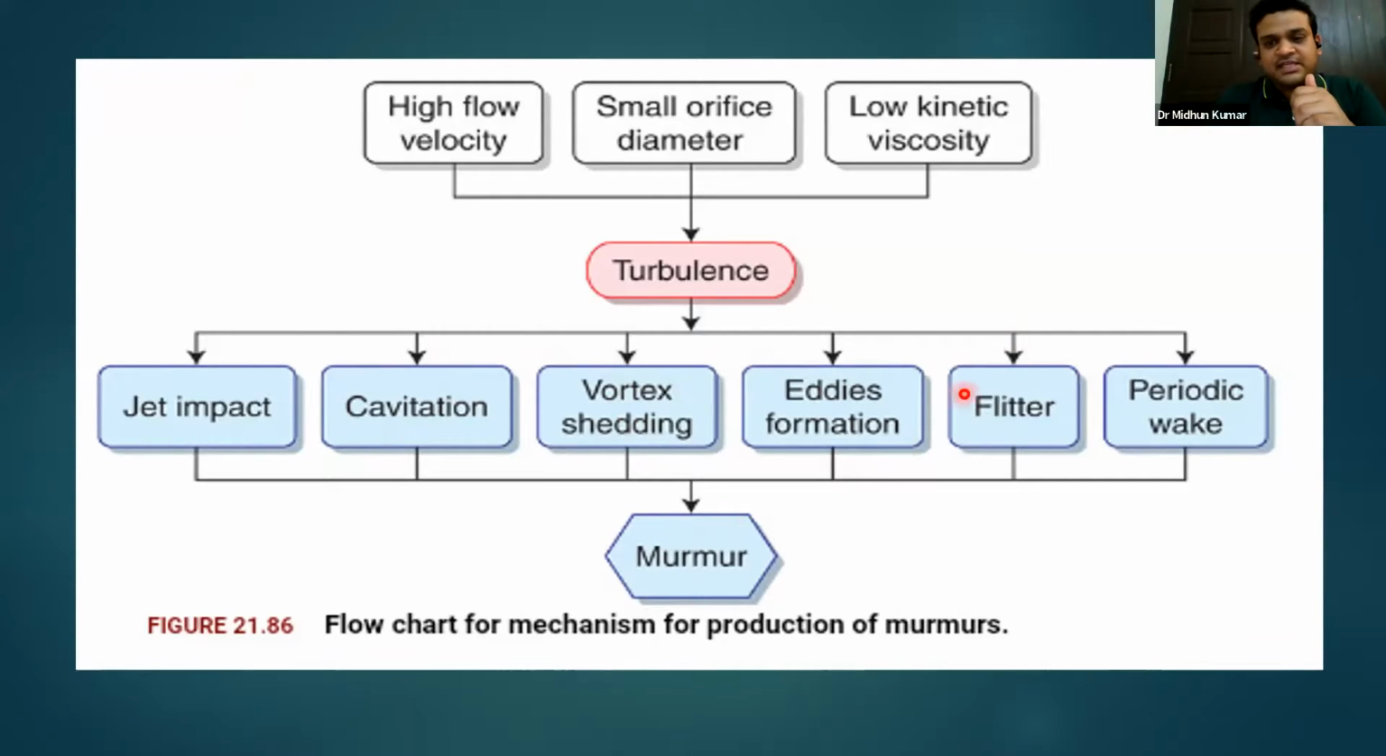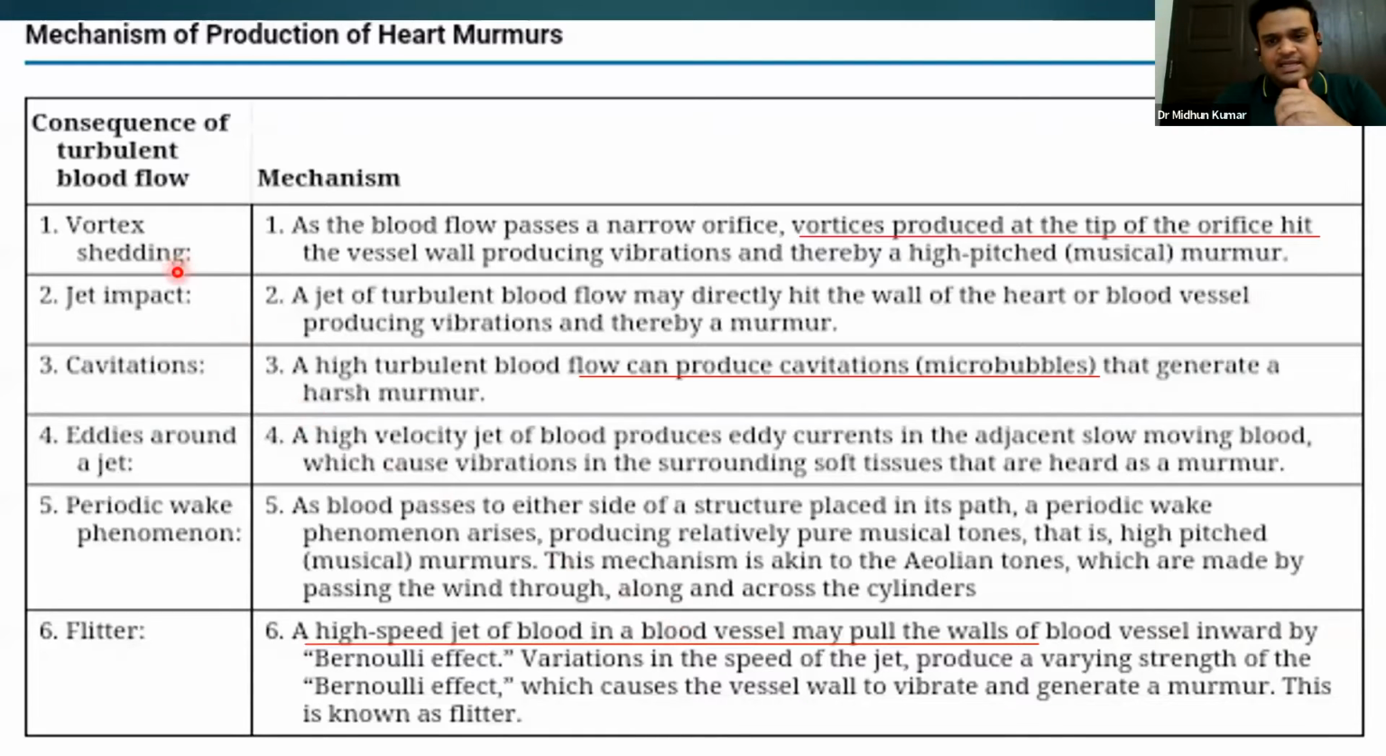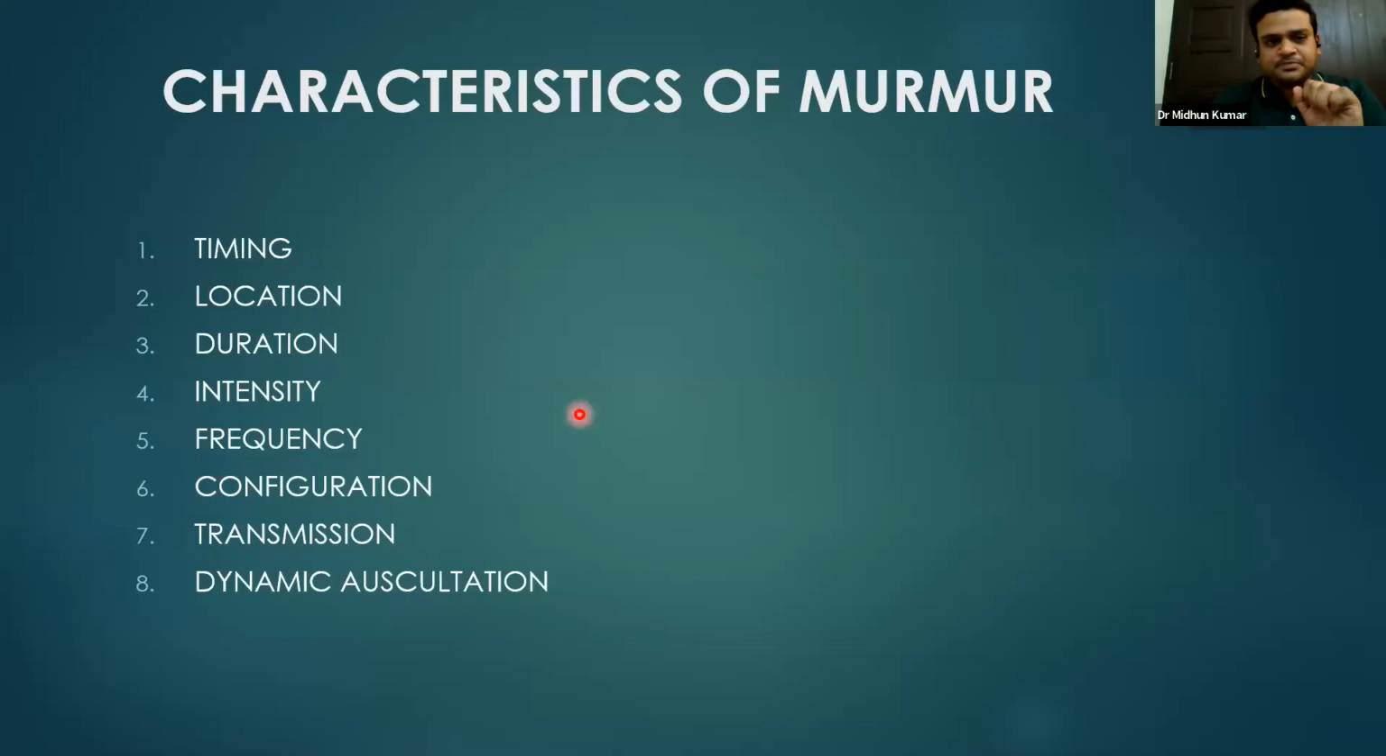So these are all the physics in generating the murmur sound. So vortex shedding, jet impact, cavitation, eddy current, wake phenomenon, Bernoulli. So these are the basic physical characteristics that exist to produce a murmur. But ultimately, two things have to be kept in mind. Whenever you hear a murmur, it proves that there's either a pressure gradient or a turbulent flow. So based on these two mechanisms only, the murmur will be generated.